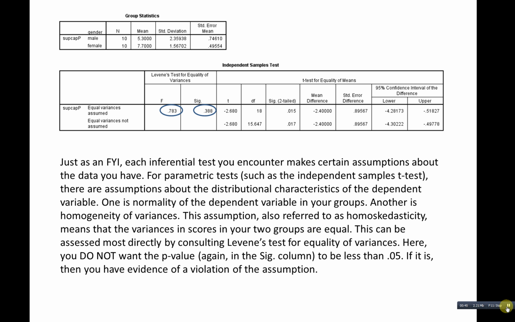So the assumption of homogeneity of variances can be assessed most directly by utilizing Levene's test for equality of variances. So in other words, if you go back up to your descriptive statistics and you look at the standard deviations, you can see that the standard deviation in the male group appears larger than that for the female group.